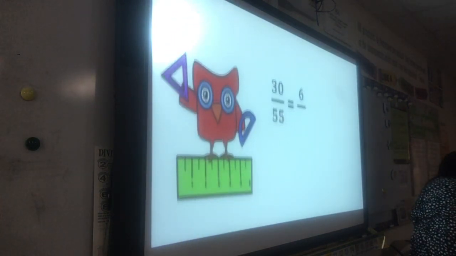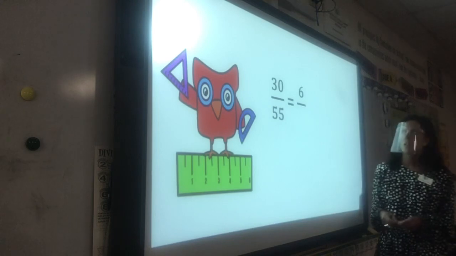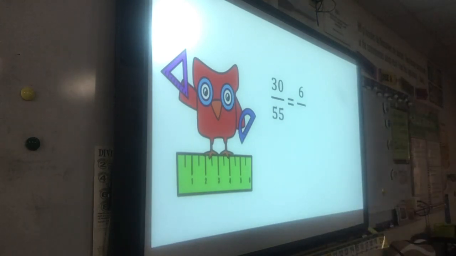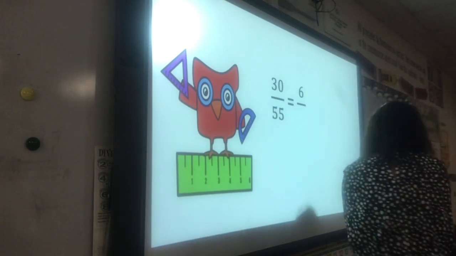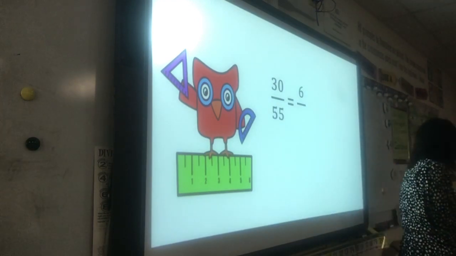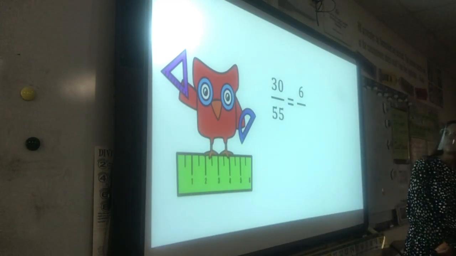Okay, again, we're dividing because we're going from 30 down to 6. So it's got to be division. And then that same thing needs to happen on the bottom. Annika. 6 sevens. What do you do on the top? Oh, it's 55. You do it times 5.